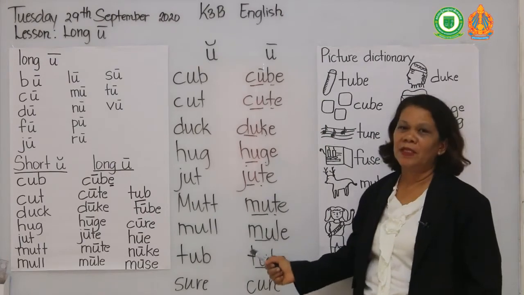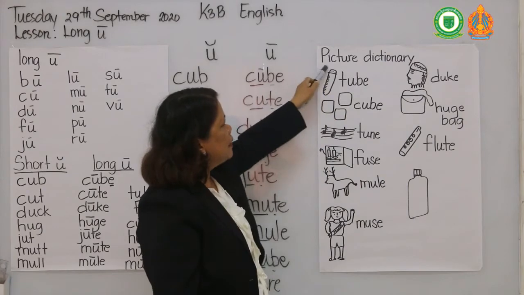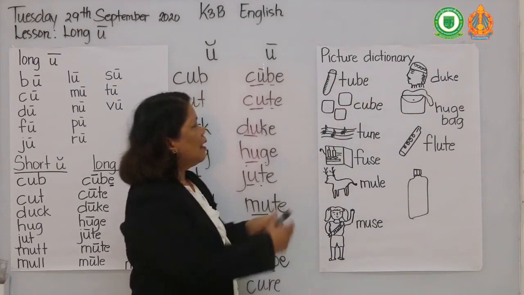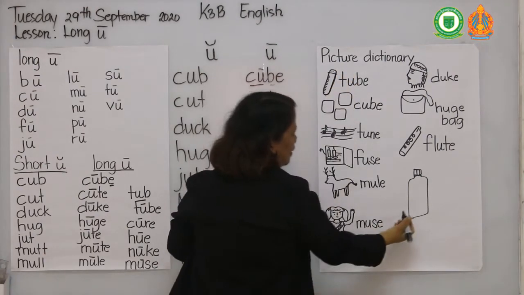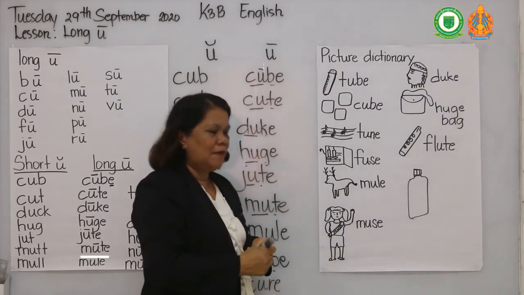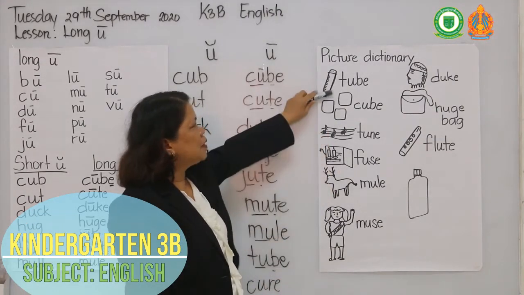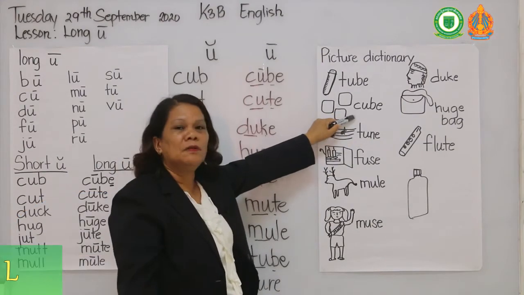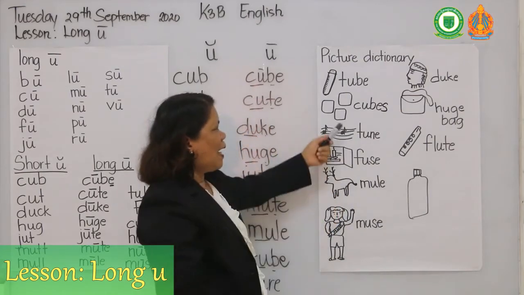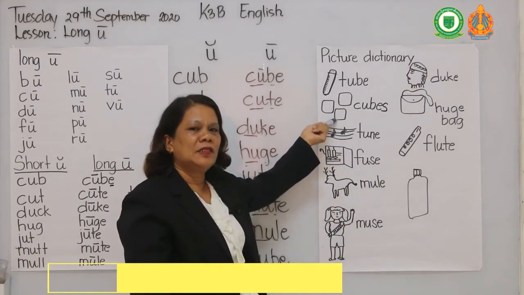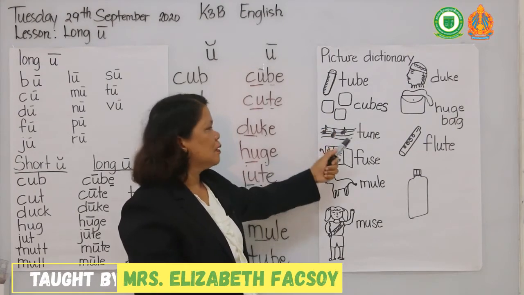So to get the meaning of this, I present to you this picture dictionary. Okay? If you see like this, this is a tube. The same here, this is also a tube. You have your toothpaste. We call that tube of toothpaste. Tube. And this is cubes. Put S because there are three, okay? So ice cubes. You have your ice cubes inside your fridge. Cubes.